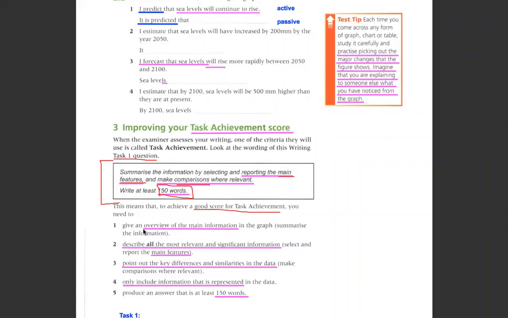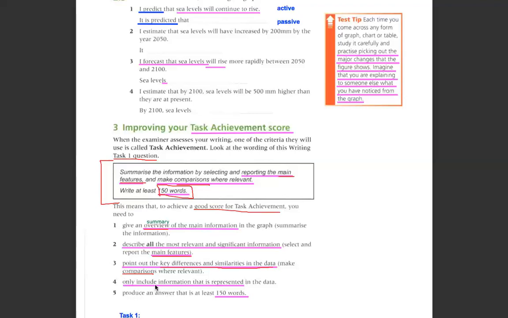We need to have an overview. So this is like a summary of the main information. We need to describe all the most relevant and significant information. So this means the main ideas, the main points. So we need to give a summary of the main information and then talk about all the main features. We also need to talk about the key differences and similarities in the data. This is where we make comparisons. So this comparison is really important.